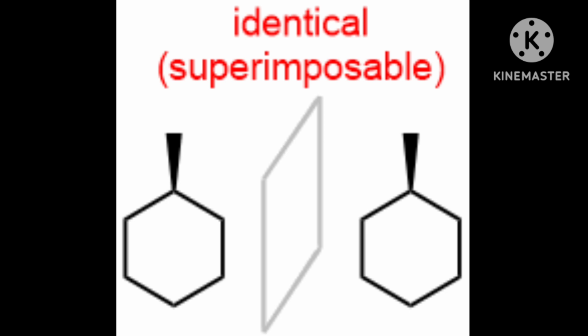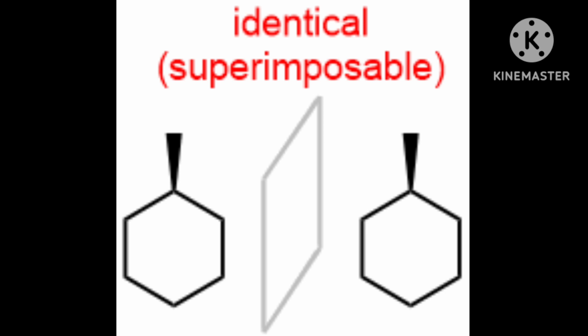Left hand and right hand look similar, but if you put your left hand on your right hand, they do not coincide. The objects which are non-superimposable on their mirror image, like a pair of hands, are said to be chiral. Chiral means non-superimposable, like left hand and right hand.